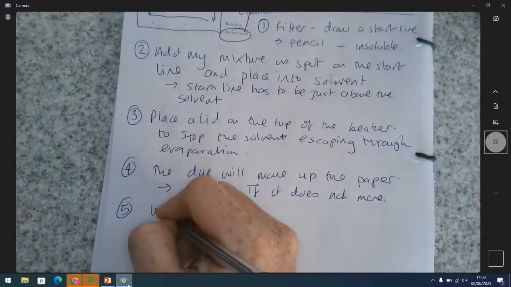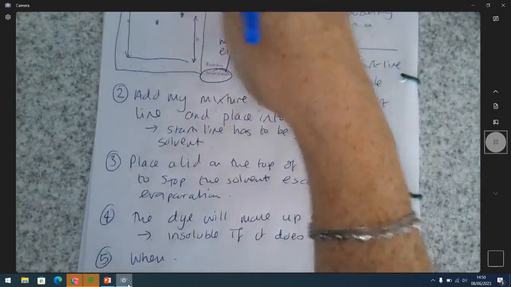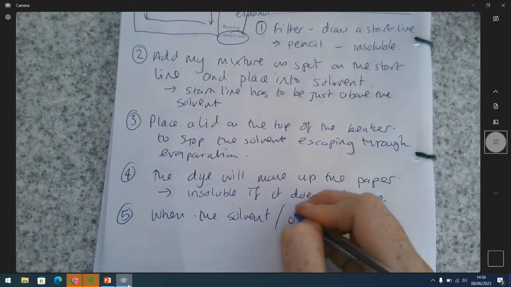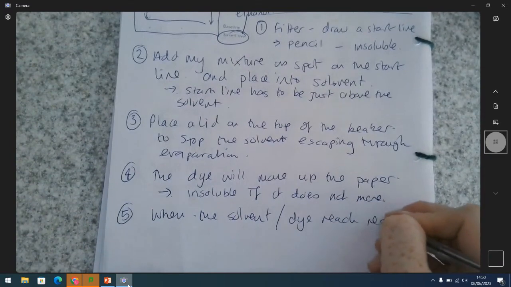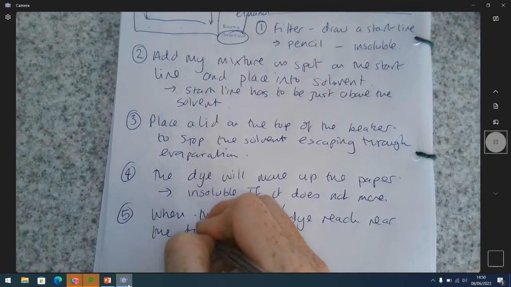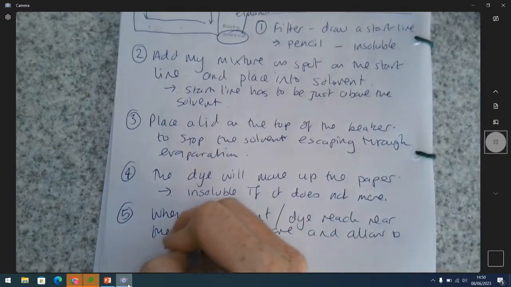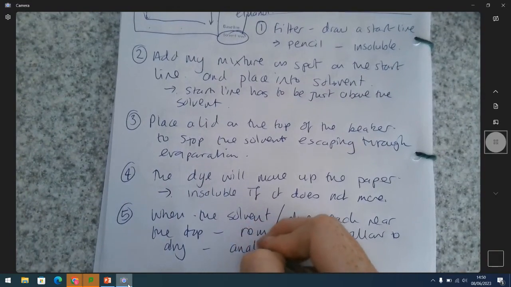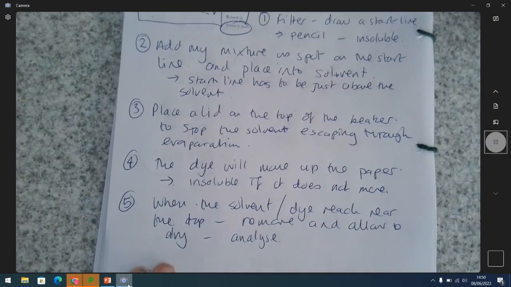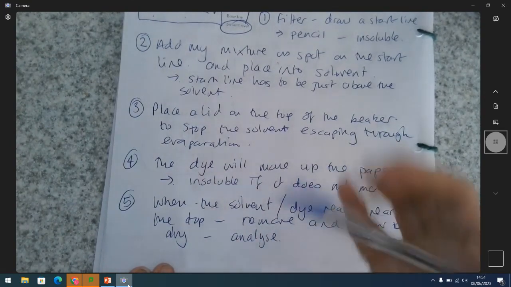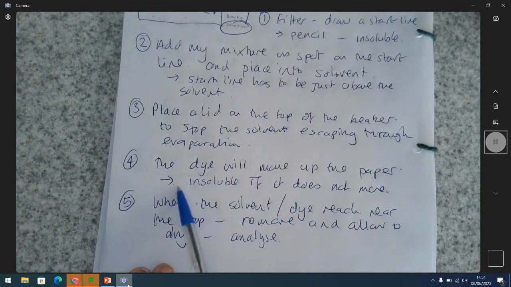So when the solvent reaches near the top, I mean, it could be the solvent or the dyes reaching near the top, you're then going to remove the paper and allow it to dry. At that point, you can then analyse your chromatogram. So you might, for example, be asked to calculate the RF value or write a conclusion about it. But these are the key things you need to be mentioning. And as I said, steps 4 and 5 were something that wasn't included, so it's important that you do include that.